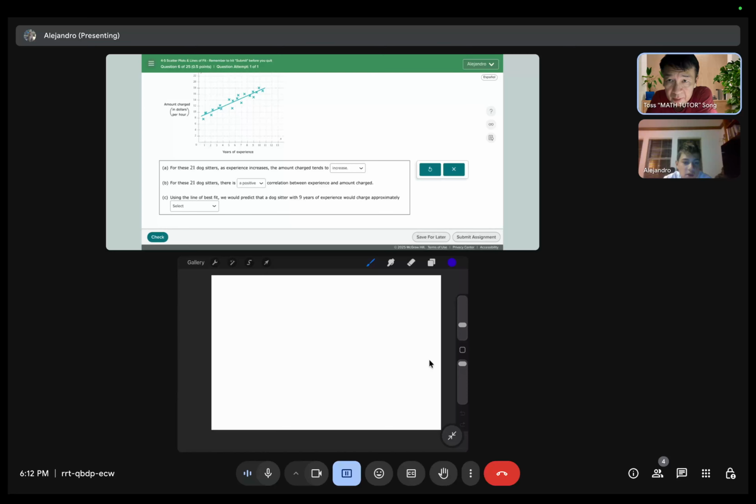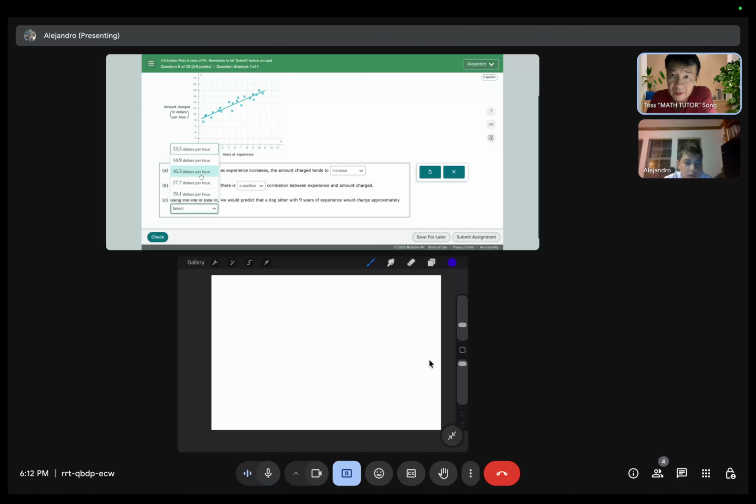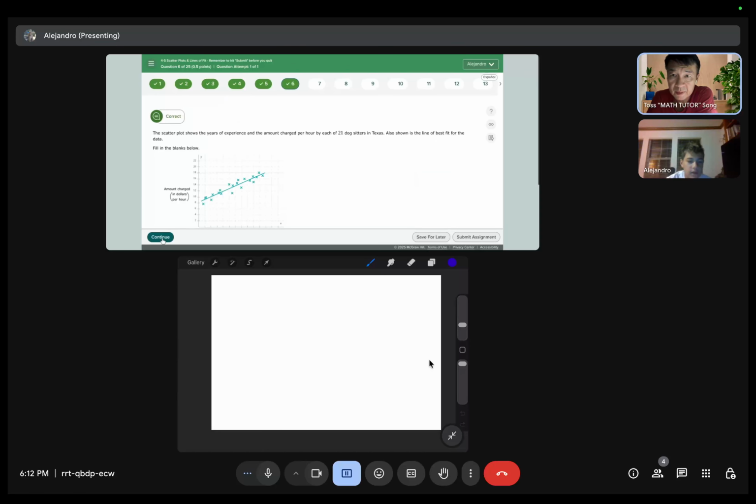9 comma, it looks like about 16 or so. I don't know. 9. Let's see what they give you. What are the options at 9 years? 16 something. To me it's 16.3. I'll take that. Could you see it on the line there? Yeah, 16, I think, something like that. Yeah, looks good to me. All right, there we go.